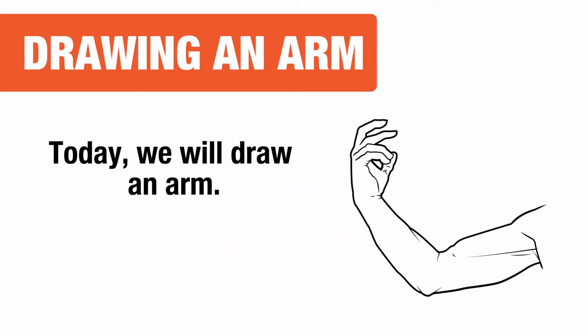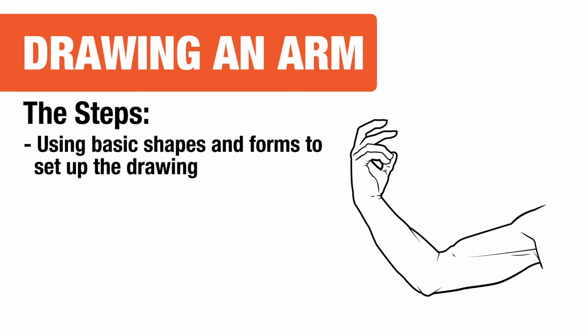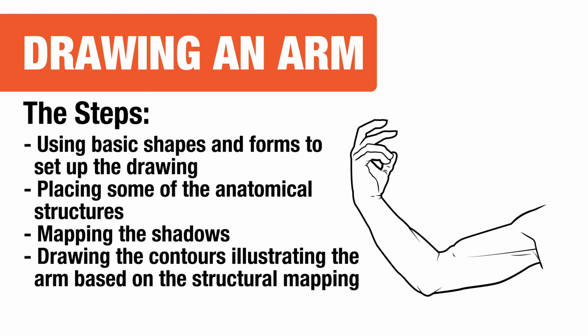My name is Ross, and today we are drawing an arm. In this video, we'll walk through one approach to drawing arms. The steps we'll use in this demonstration will include using basic shapes and forms to set up the drawing, mapping the anatomical structures with some guides, mapping the shadows, drawing the contours to illustrate the arm, and some simple shading. All right, let's go ahead and draw an arm.